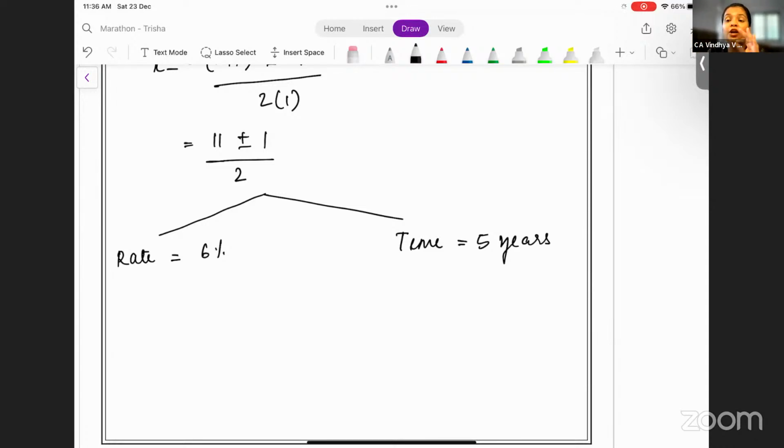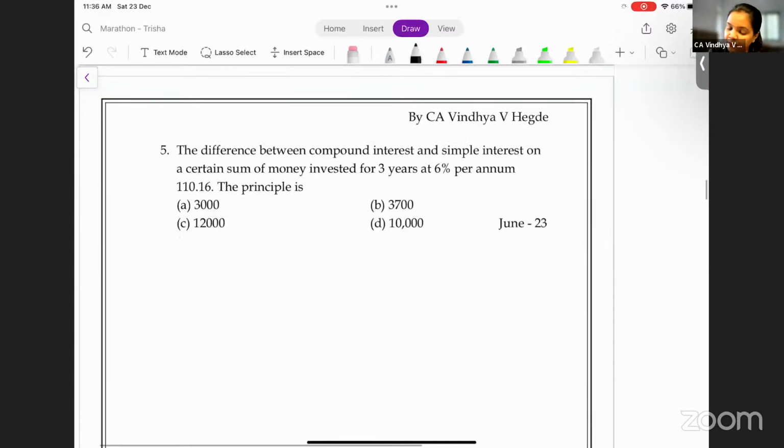So now what do you have to calculate? You have to calculate the simple interest. So how do you calculate the simple interest? Principal into rate, that is 0.06, into time, that is 5 years. So how much do you get? 2000 into 0.06 into 5, that is 600 rupees. Yes, if you have clearly understood the concept under time value of money and under equations, this becomes easier for you. All right, moving on to the next question.